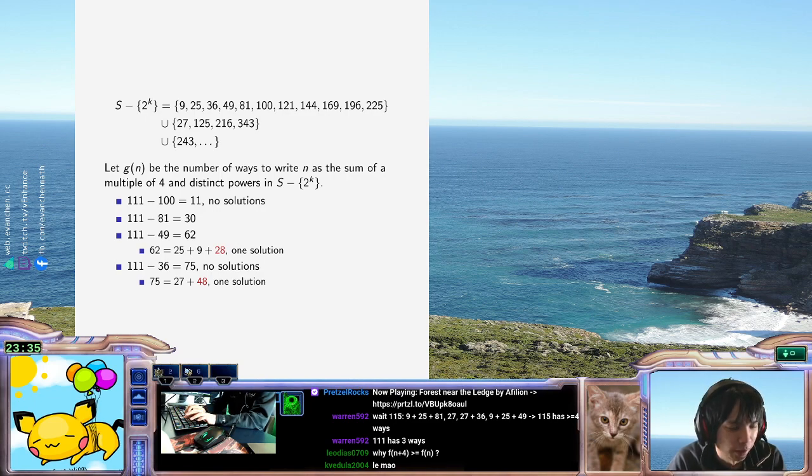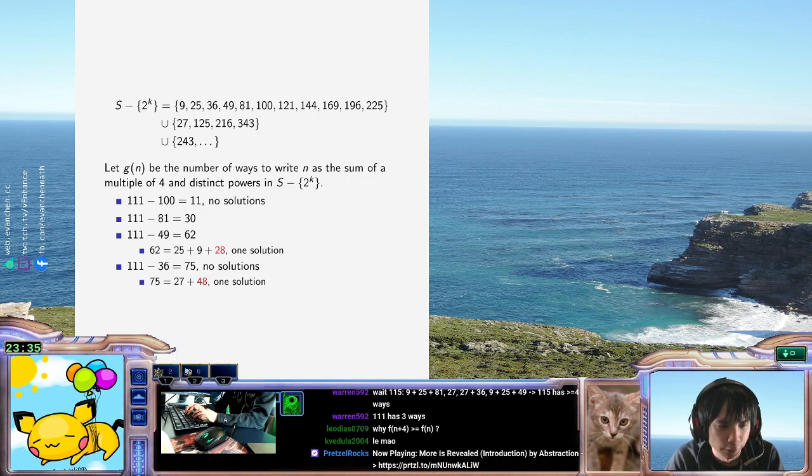Why is f of n plus 4 at least f of n? I mean, it doesn't really matter, but the idea is binary basically. f of n is essentially the number of ways to write n as a sum of a multiple of 4 plus random other powers.